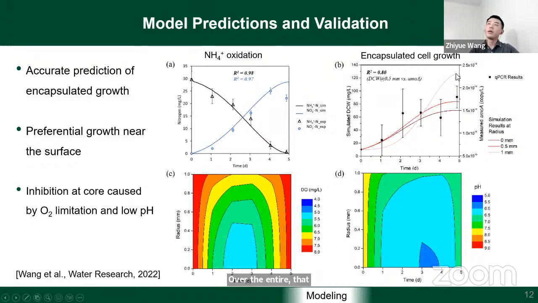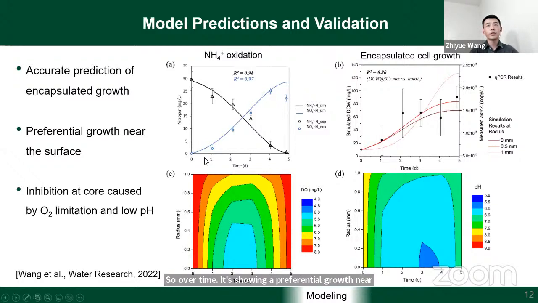The red lines are actually model simulations at different depths inside of the beads. At 0 is a darker red, and the surface, which is 1 mm in radius, is at the surface. Over time, it's showing a preferential growth near the surface.